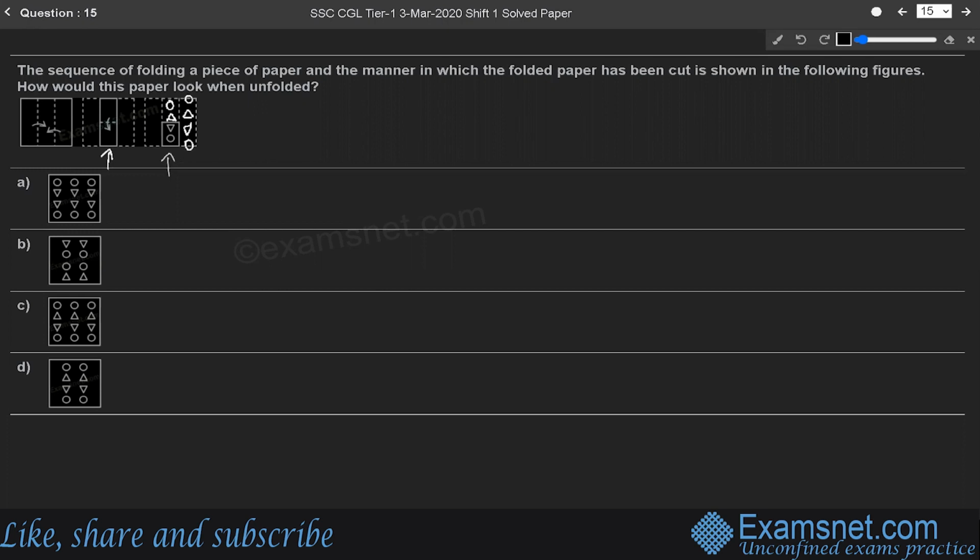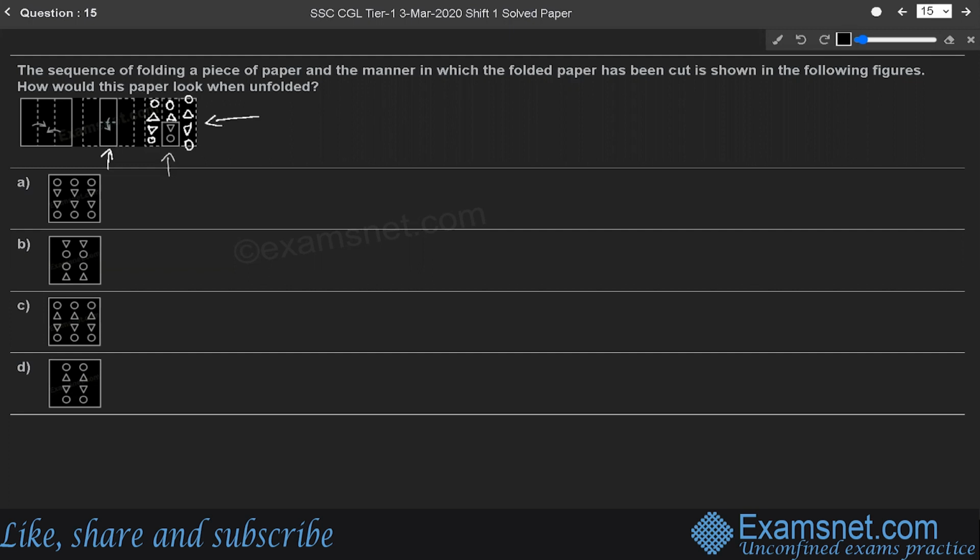Now, opening the left part. If we open the left part too, then the same circle will be formed here and the same triangle will be formed here. For this part also, the same triangle and the same circle will be formed. Okay, so this will be the required look of the paper when it is unfolded.